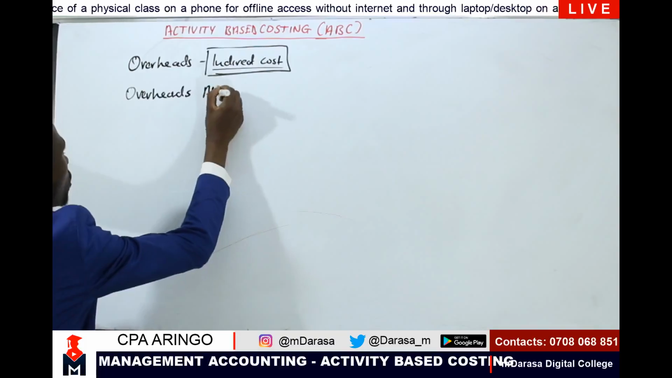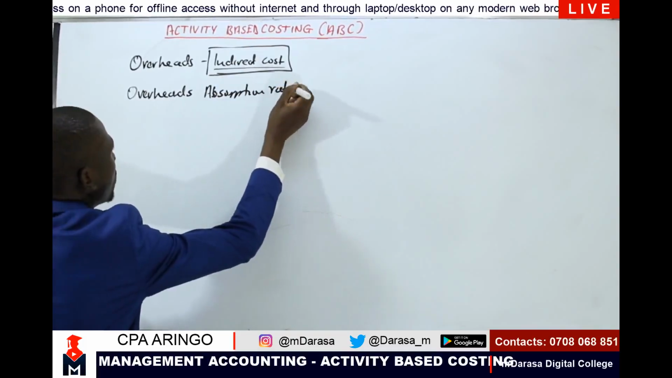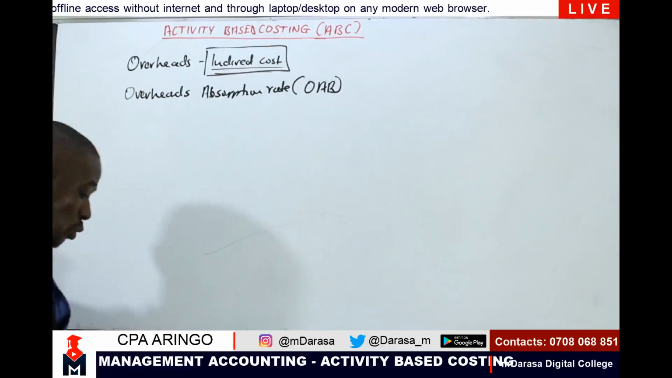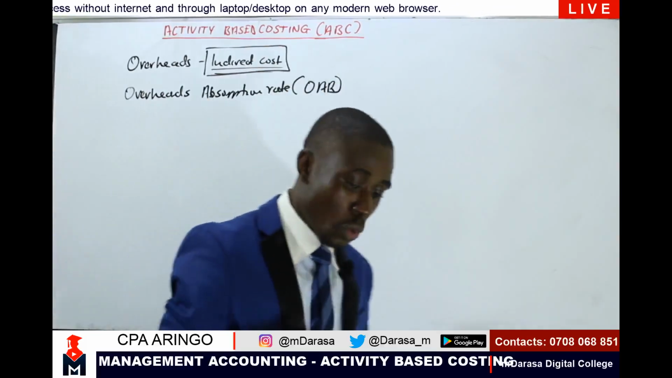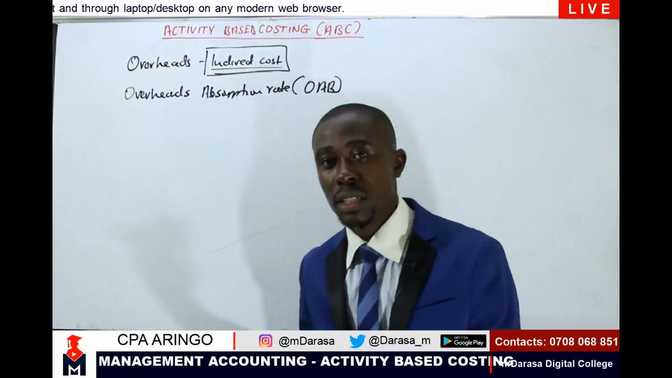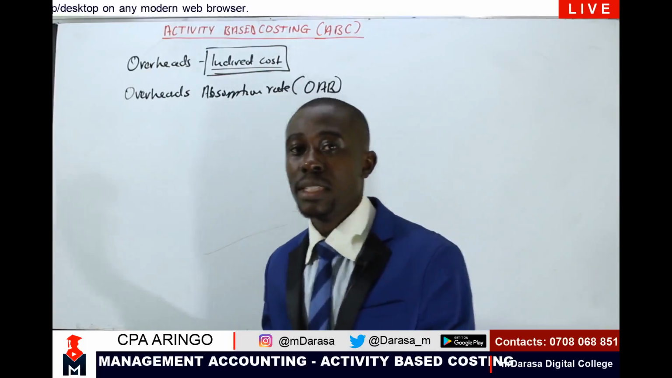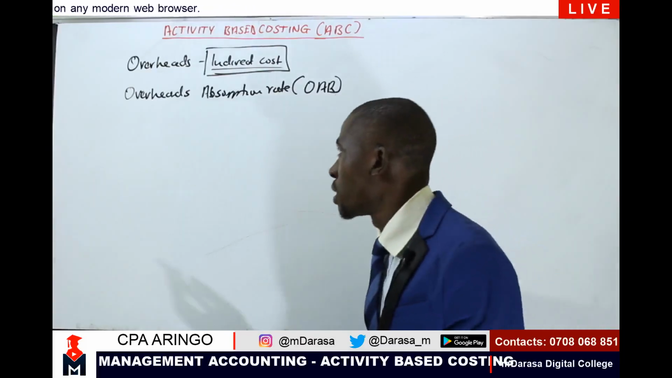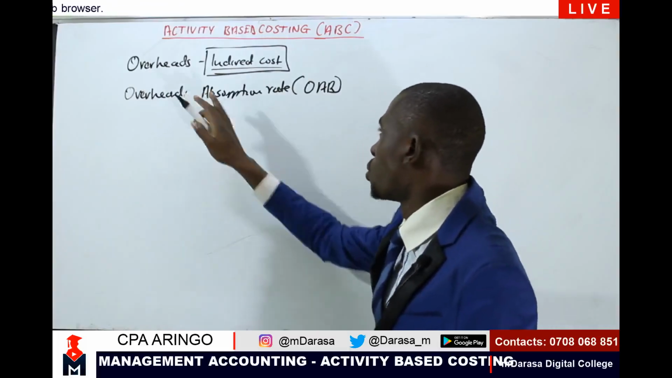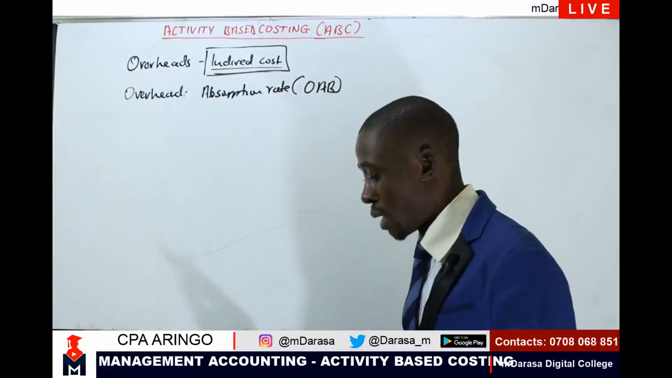Overhead absorption rate, or rather known as OAR. In that, we want to determine the rate per unit, the overhead cost per unit. That is what you're terming as the overhead absorption rate, OAR: determining the overhead cost per unit.